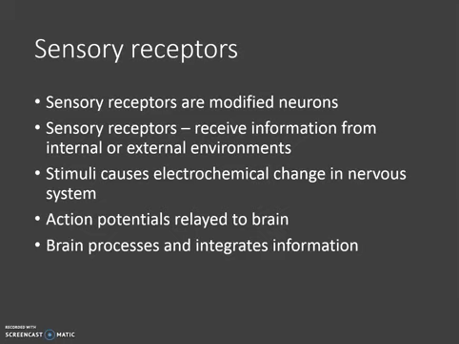Whenever a sensory receptor is stimulated, it causes a change in the nervous system. So it basically stimulates the nervous system, which sends action potentials to the brain, and then the brain processes and integrates the information to make you aware of what the sensation is.